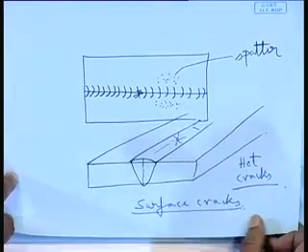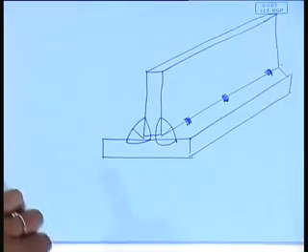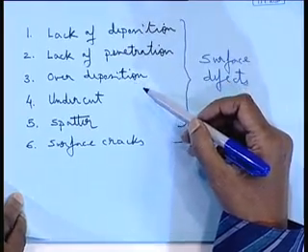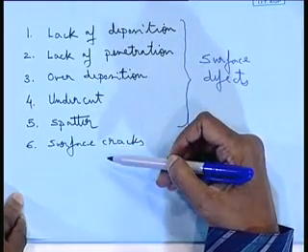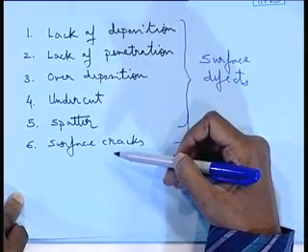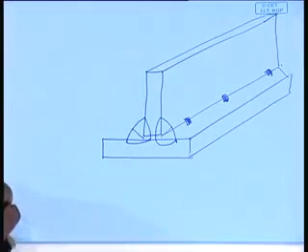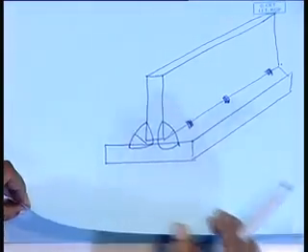So, these are the defects we talked about. They are the surface defects: lack of deposition, lack of penetration, over deposition, undercut, spatter and surface cracks. Those surface cracks can go inside. So, they are the kind of surface defects, and then you have the internal defects. Internal defects, we started with internal cracks.